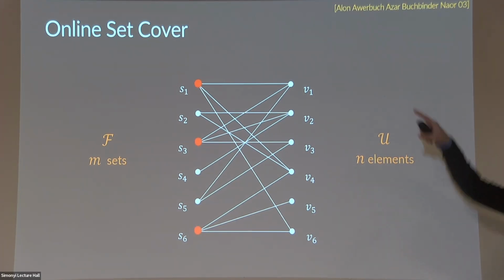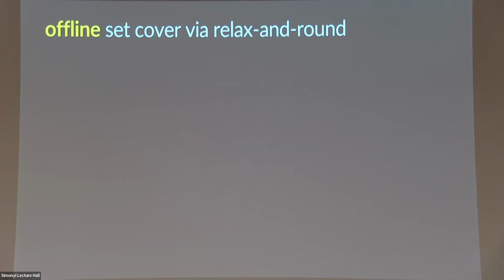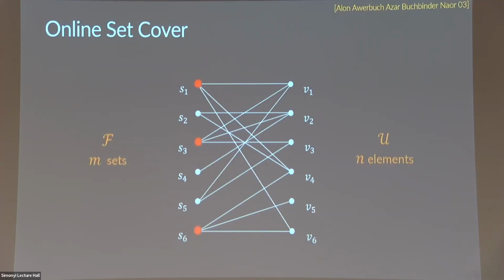And this was studied in this paper of Alon, Awerbuch, Azar, Buchbinder, and Naor. This paper came out surprisingly late. I would have said 2003 is fairly late for a new problem definition. But it's been very influential. It's led to a lot of interesting developments in online algorithms. So, okay, what is known? I thought I had it on the slide, but you'll see in a moment.